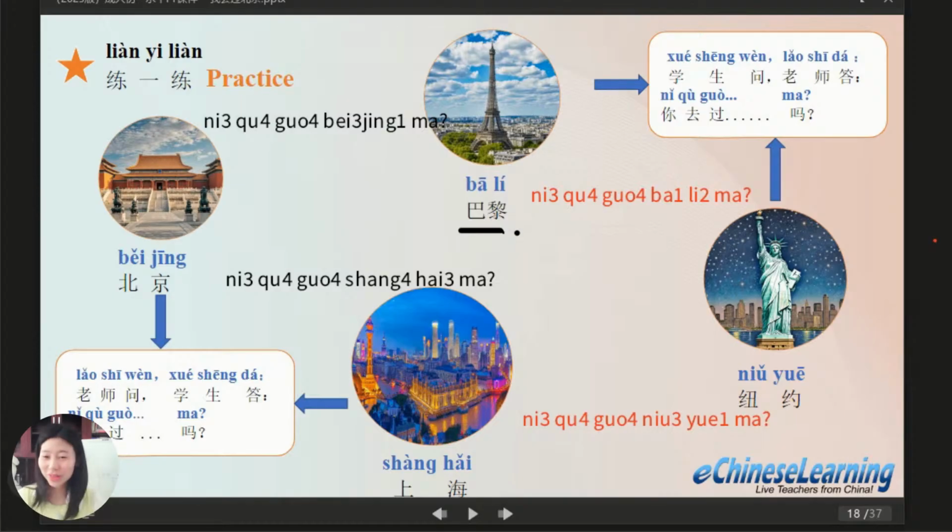I really hope you guys can memorize this: how to ask someone if they have been somewhere, and how to answer, I have been to somewhere, or I haven't been to somewhere. They are very usable structures.